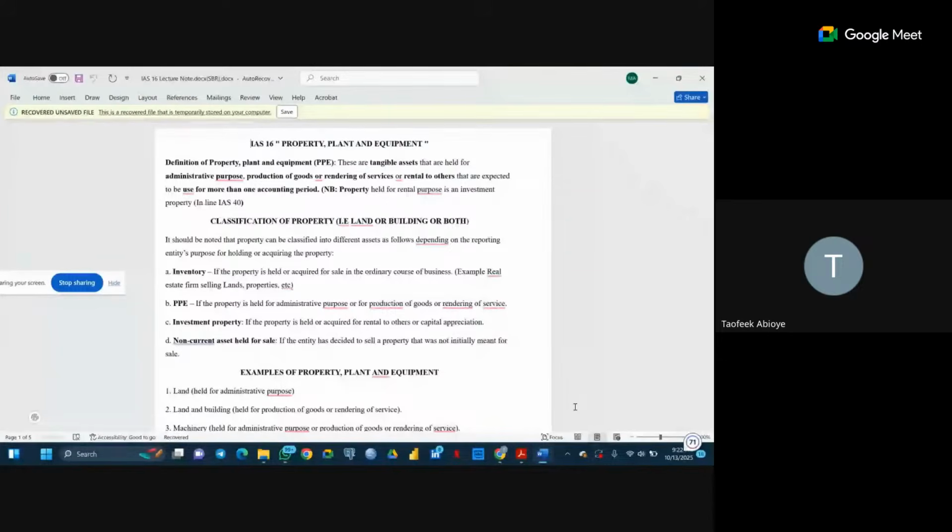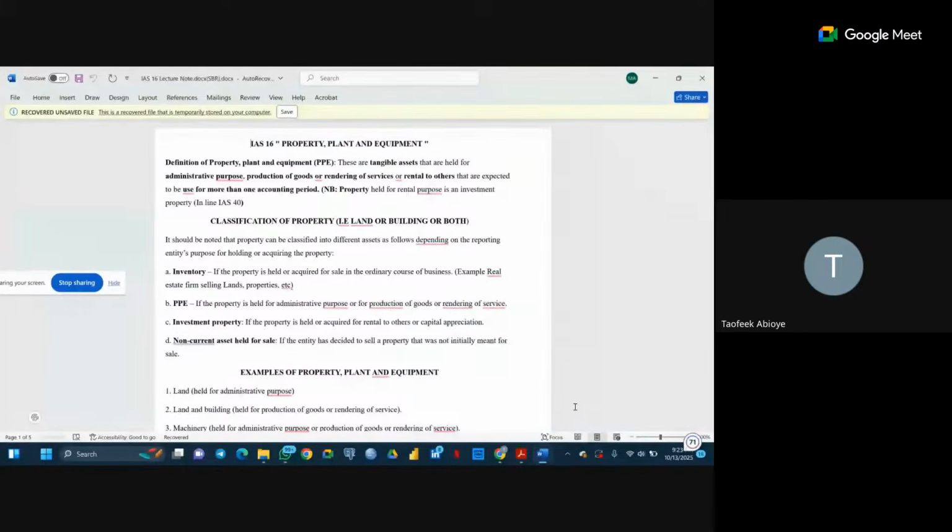So, classification of property: we have land, we have building, and we have boats. It should be noted that property can be classified into different assets as follows, depending on the reporting entity's purpose for holding or acquiring the property. So we have inventory. If the property is held or acquired for sales in the ordinary course of business, then it becomes an inventory to the organization. If you can remember in our IAS 2, inventory, these are the property that is being held or acquired for sales in the ordinary course of business.